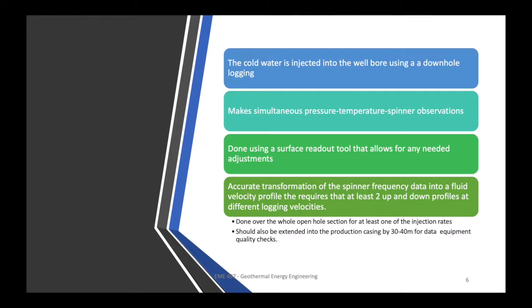Accurate transformation of the spinner frequency data into a fluid velocity profile requires that there are at least two up and down profiles at different logging velocities inside the wellbore. This testing should be done over the whole open hole section for at least one of the injection rates. The testing should also be extended into production casing by 30 to 40 meters for data and equipment quality checks.